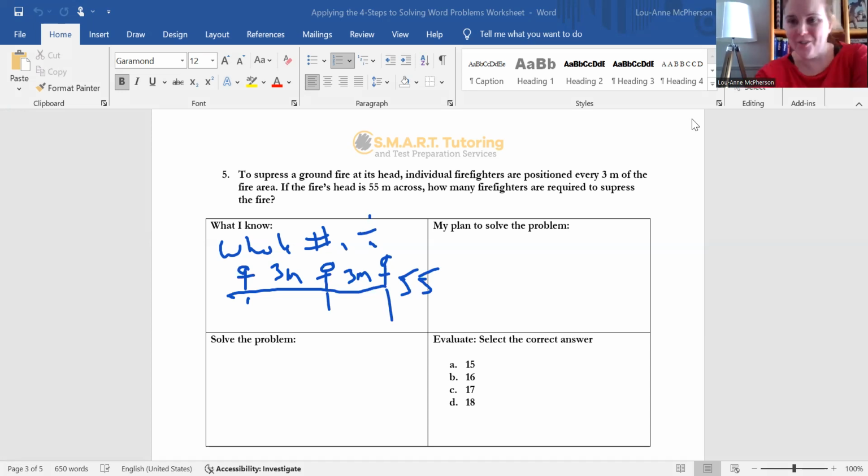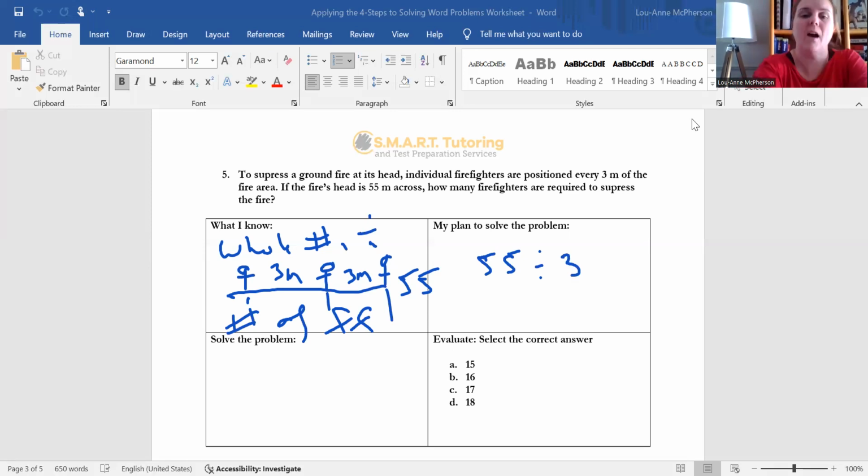All right, now that you know that, the last thing you want to do is identify what you are asked to solve in the question. In this case, they want to know how many firefighters are required. So we're looking for a number of firefighters. Let FF stand for firefighters. All right. The second step is to plan to solve the problem. We know that we're going to divide 55 by 3.